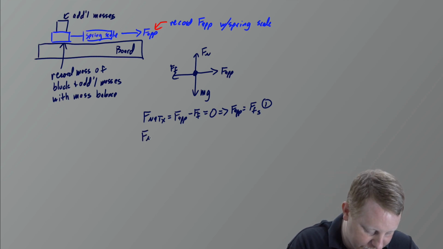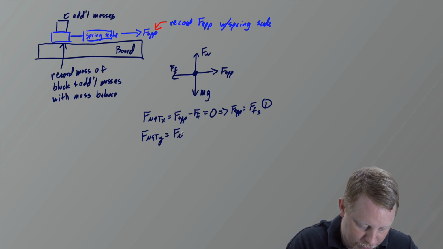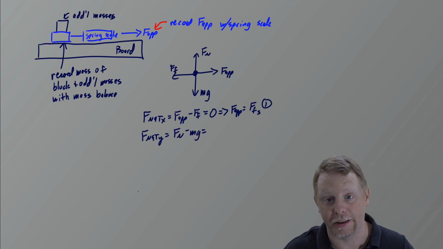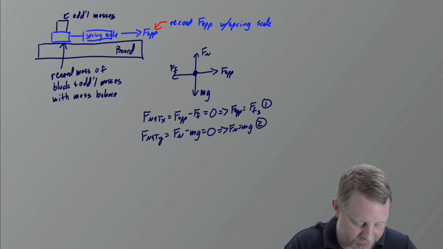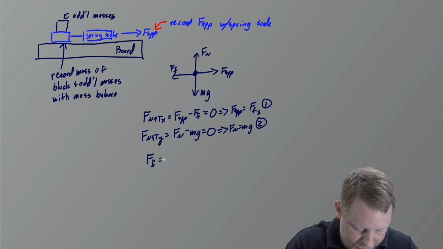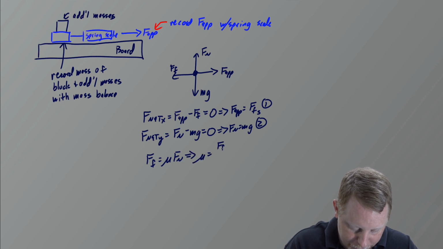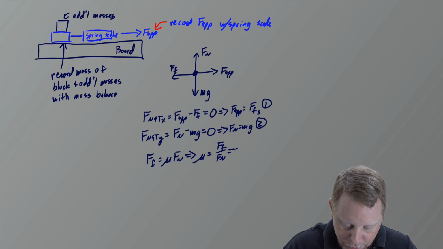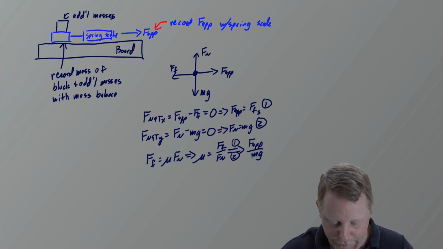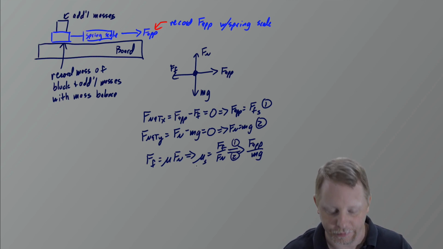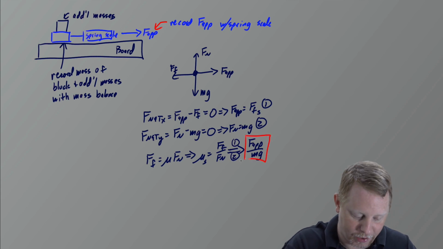In the y direction, we could do the same thing. Net force in the y direction equals normal force minus mg. It doesn't accelerate up or down. The acceleration must be 0, so those must be balanced. Therefore, the normal force equals mg, equation 2. Now, using the equation for friction, force of friction is the coefficient of friction times the normal force. We could solve for the coefficient of friction, which is the force of friction divided by the normal force, which, when we apply equation 1 and equation 2, is the applied force divided by mg to give us our coefficient of static friction. So that will be how we can go about deriving this.